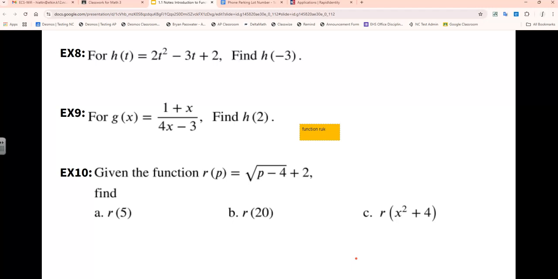So where are we at on time? Oh gosh. It is time to go. We will finish this up tomorrow, and then we are going to do some practice with it.